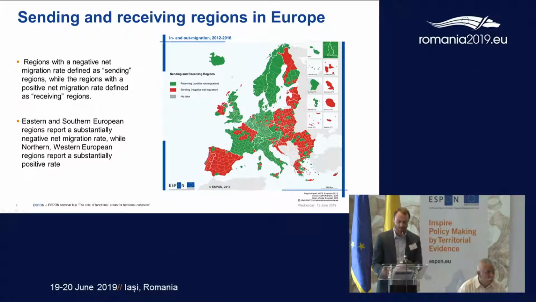So if I start with the current trends, the ESPON Employ project, which is actually finished, came up with a very simple methodology for how to look at migration. They defined all regions as either sending or receiving regions, meaning that regions with a negative net migration rate were defined as sending, and regions with a positive migration rate were defined as receiving regions. It's a very simple approach, but it gives you instantly the picture, right?